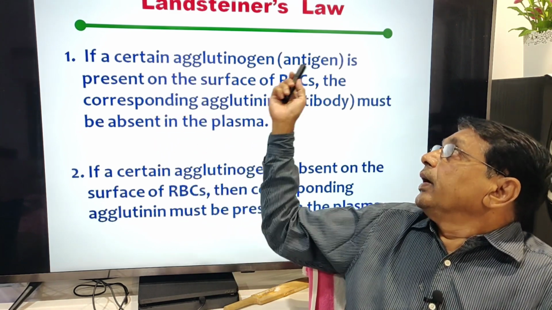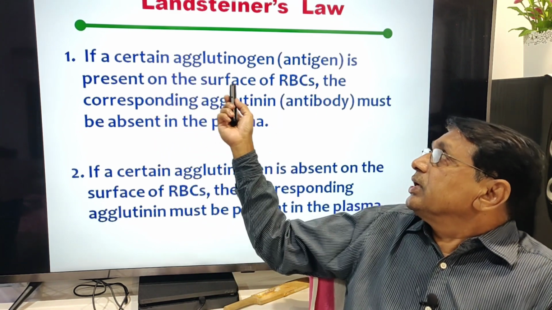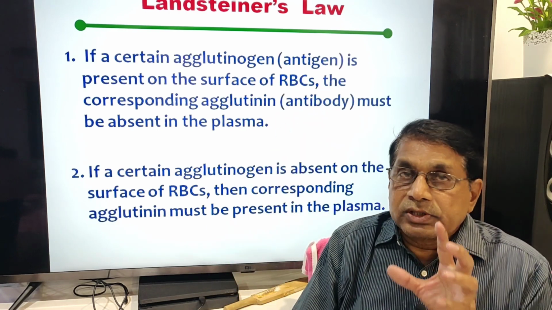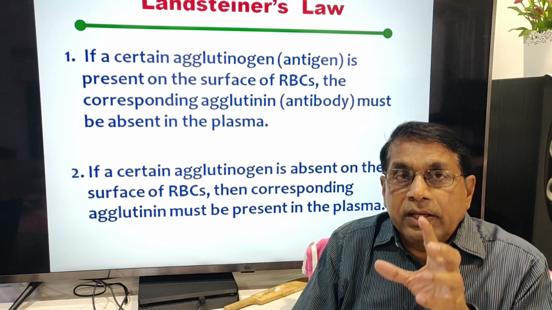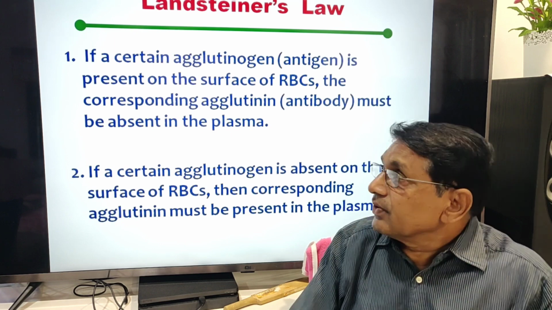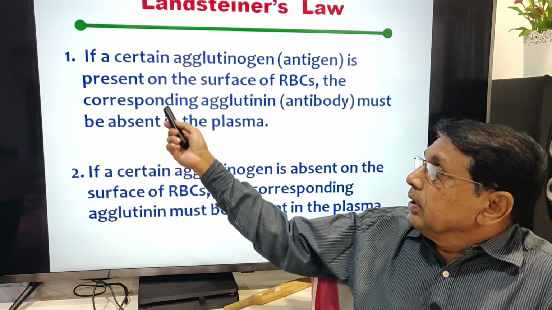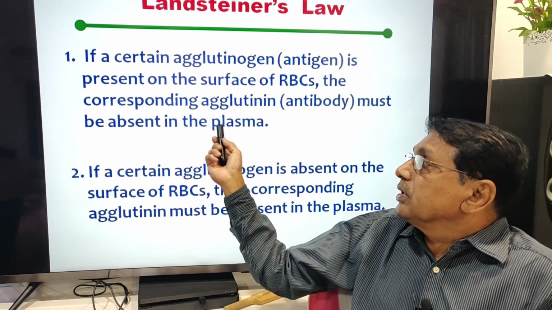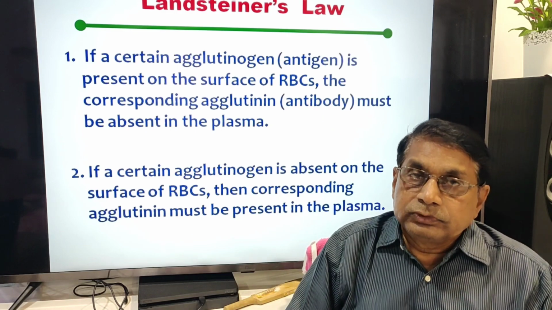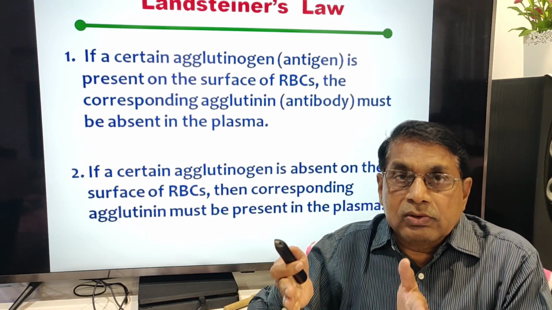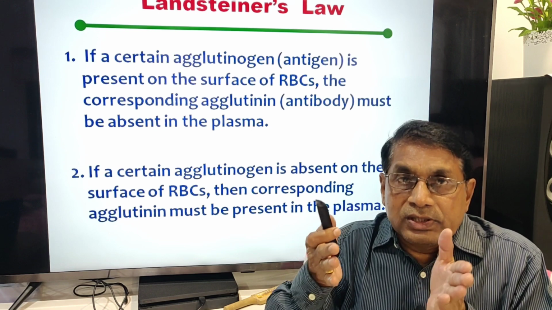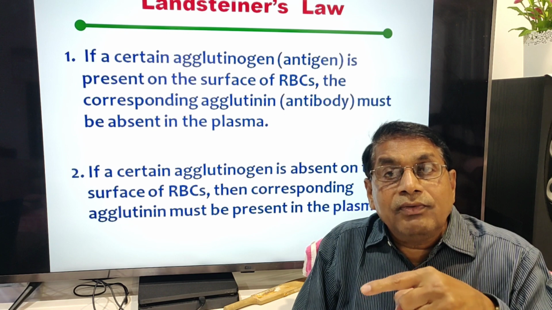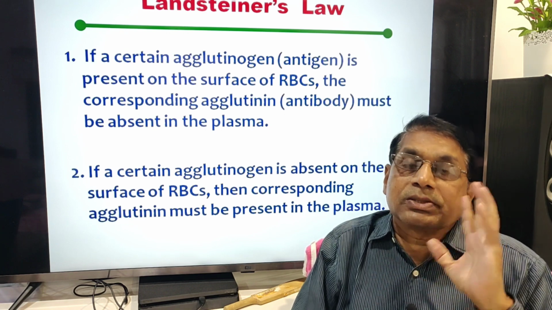If antigens are present on the surface of RBC, if one type of antigen is present on the surface of the RBC, the corresponding antibody must be absent in his plasma. You take the blood of one individual, on the surface of his RBC there is an antigen. The corresponding antibody will be absent in his plasma.